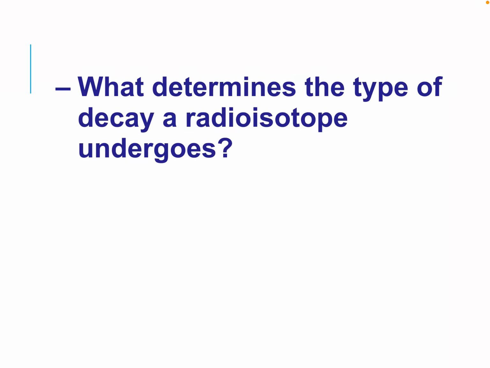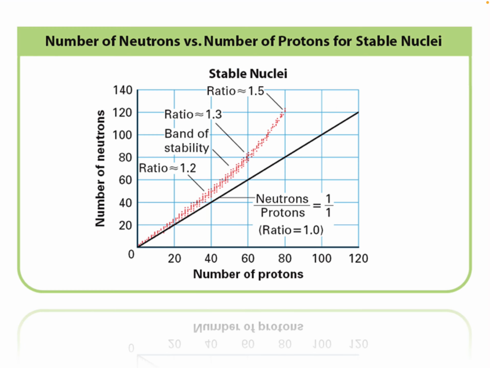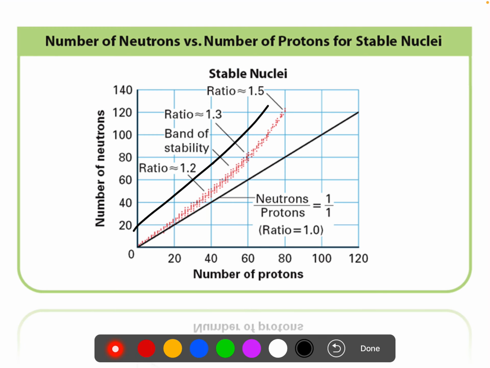Alright, so what determines what type of decay a radioisotope undergoes? Well, there are more than 1,500 different nuclei that we know about, and only 264 of those are stable and don't decay. Those are those that are in the band of stability. So we talked about this right here. That's the band of stability. And so it's all about that ratio. If you have a ratio of neutrons to protons that's in this band of stability, you're not going to decay.